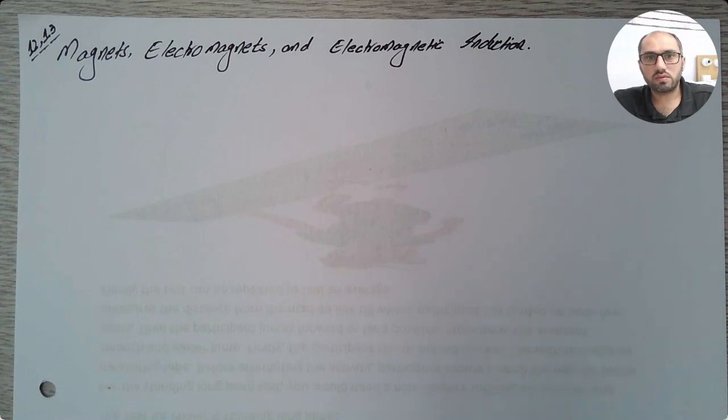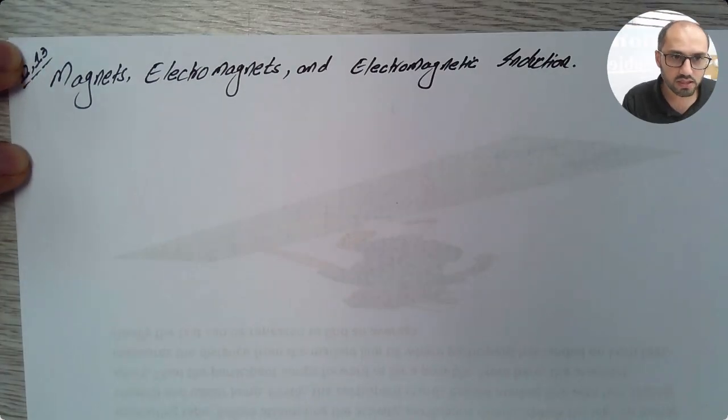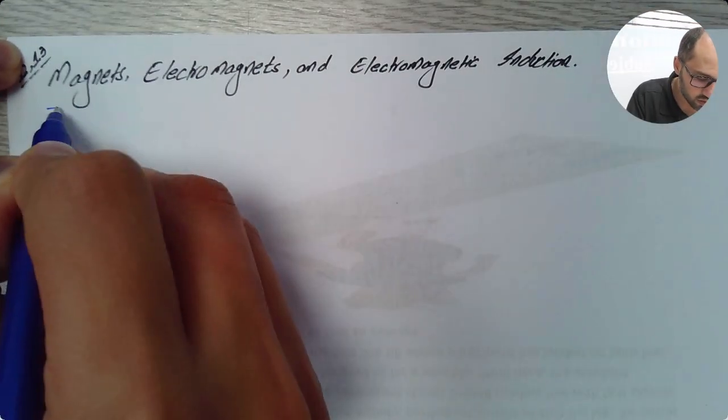In this video, we will discuss the main concepts from topic 12 and 13. This topic can be divided into three sections. The first section is about magnets, the second section is about electromagnets, and the final section is about electromagnetic induction. From the first section, which is magnets, you must know the following.